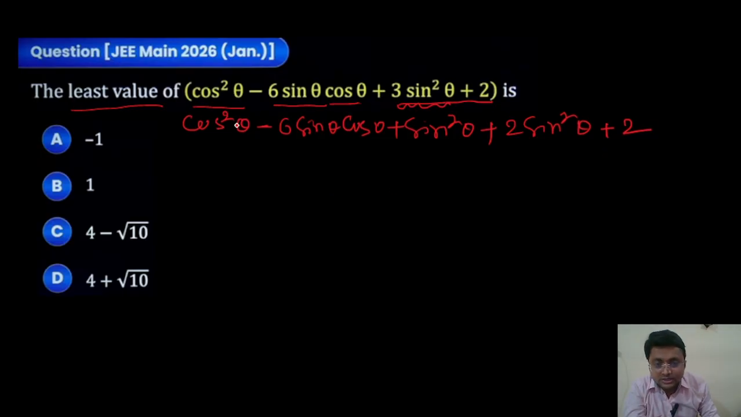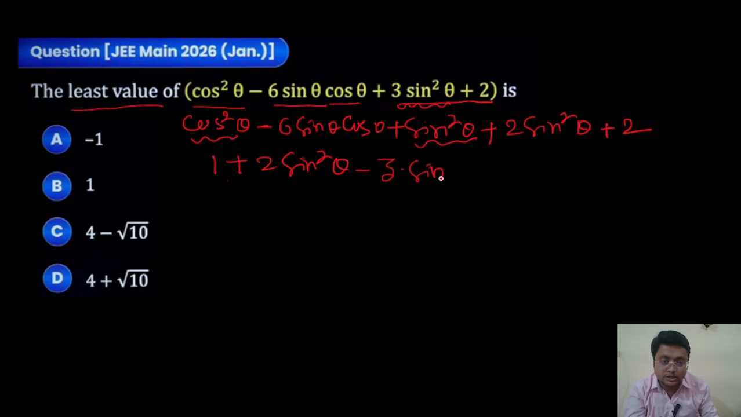Now you can see this cos square theta plus sine square theta, we can write as 1. So 1 plus 2 sine square theta, because cos square theta plus sine square theta is 1 and 2 sine square theta is left. So 1 plus 2 sine square theta minus 3 into sine 2 theta. Why? Because here it is 6, so you can write 3 into 2 sine theta into cos theta. This is nothing but the sine 2 theta formula. And plus 2.